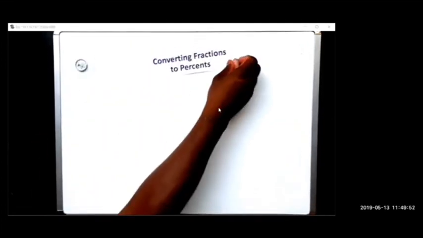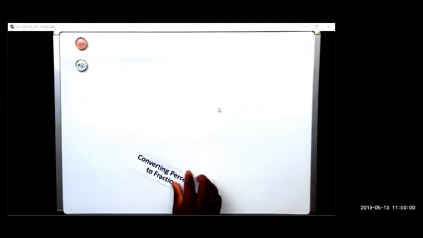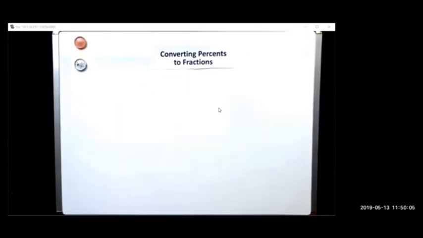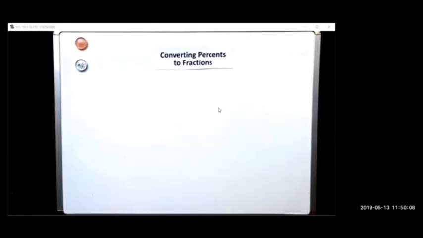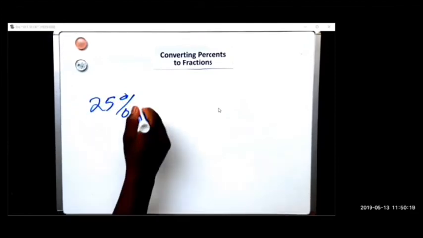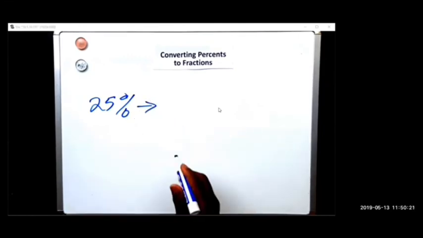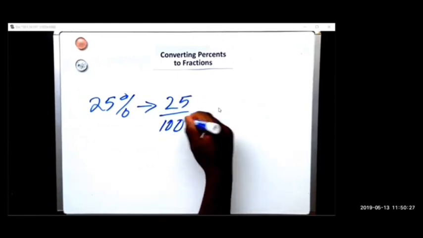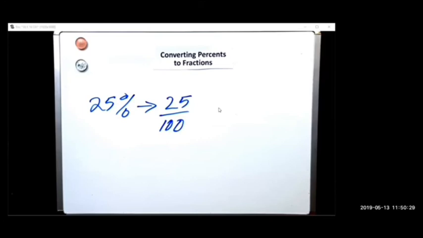Well, we just talked about converting fraction to a percent. How about converting a percent to a fraction? You knew it. That was coming up next. So let's see here. If I have 25% and I want to convert that to a fraction, I write it as 25 over 100. Remember? Okay, it's a fraction right now, but it's not simplified.